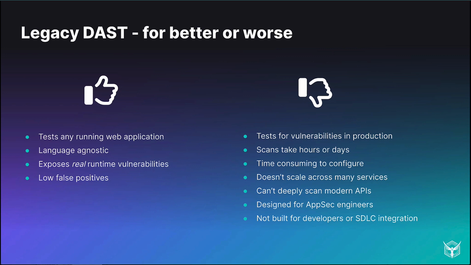But legacy DAST tools are oriented towards infrequent manual testing of production environments. They're notorious for scans that take hours or days to complete. By the time a new vulnerability gets assigned to developers for remediation, the bug is already in production, and developers have moved on from the context of the code that produced it. Legacy DAST solutions don't scale well beyond a handful of applications, and they lack sophisticated methods of application discovery, so they can't deeply scan modern APIs or GraphQL.